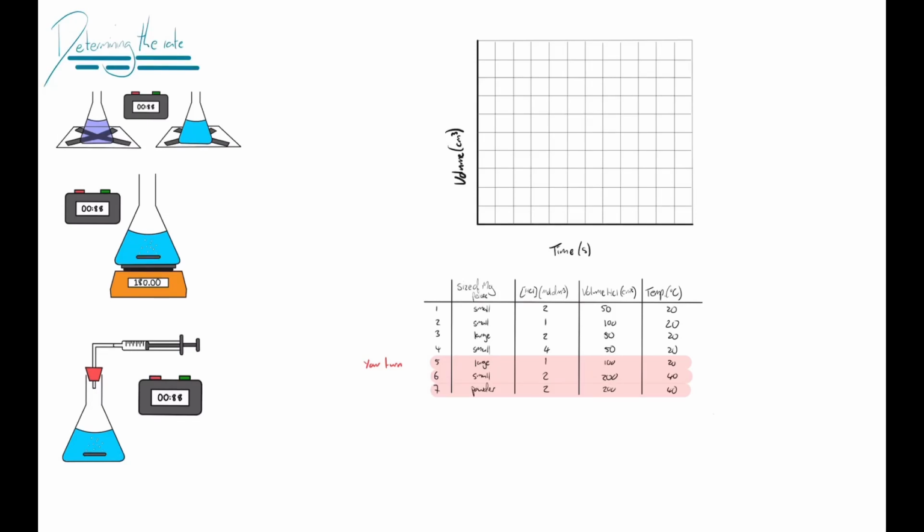What's up guys, another video on rates. We're going to look at ways in which we can determine the rates and what differences in graph we might get as we go through.